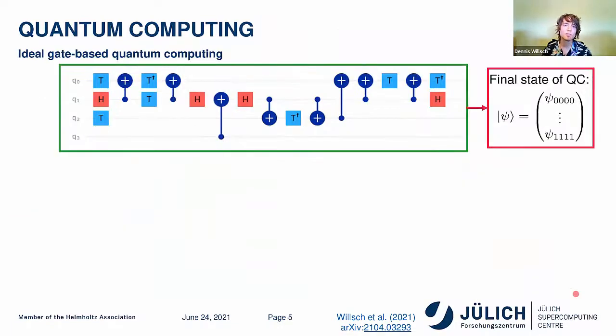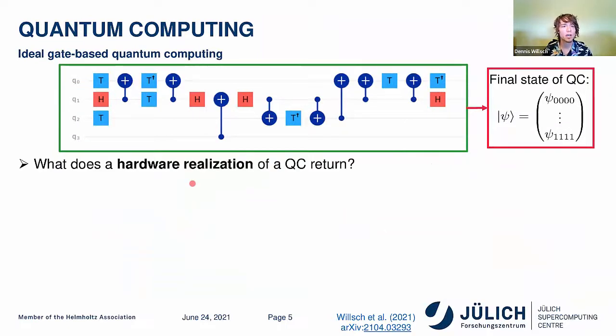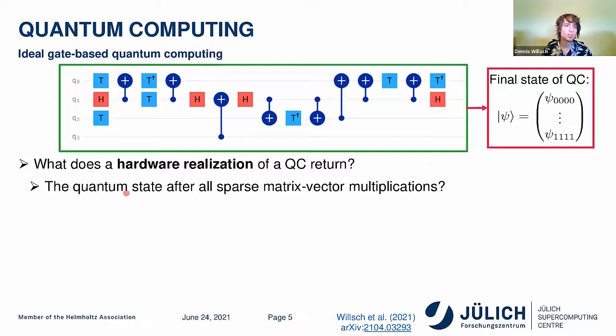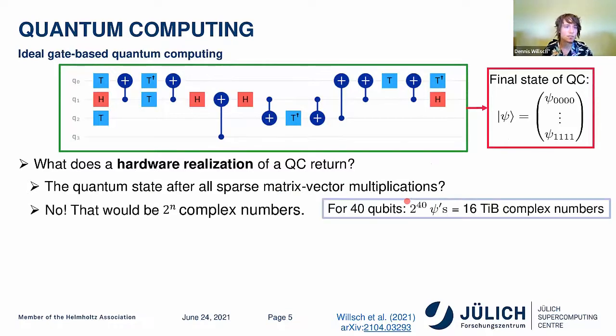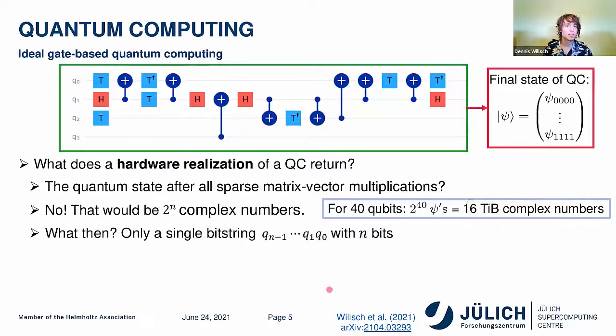So now the interesting question is, what would a hardware realization of a quantum computer return? The naive assumption might be the quantum state after all these sparse matrix vector multiplications. And that is not what happens, because that would be 2 to the n complex numbers. So for 40 qubits, we would have 16 terabytes of complex numbers, and that is obviously a lot. So that is not what, like, Google's Sycamore chip spits out. What then? The answer is it only returns a single bit string.